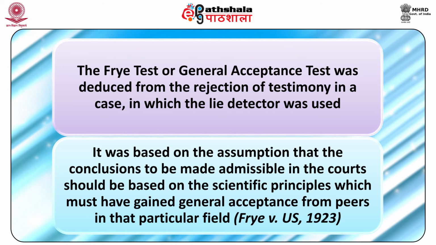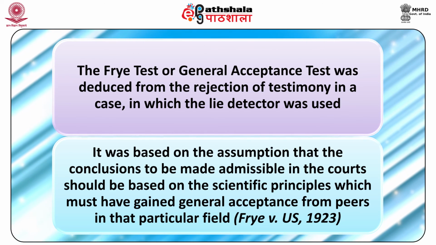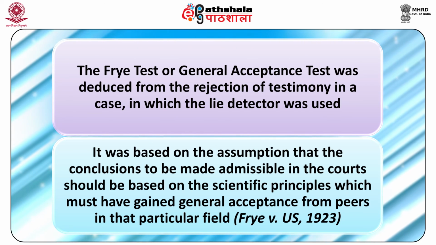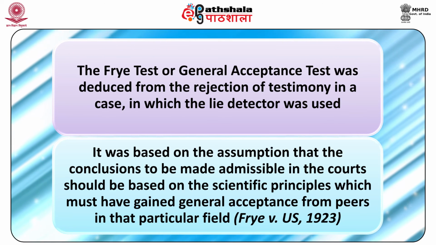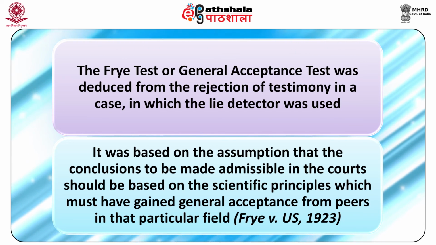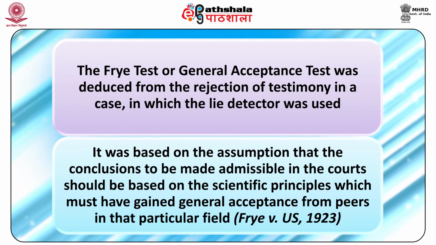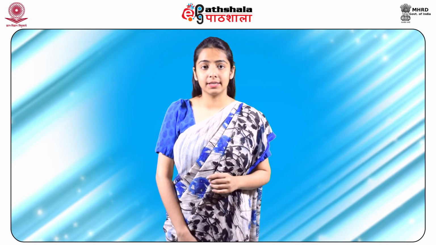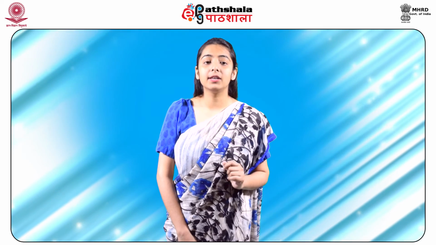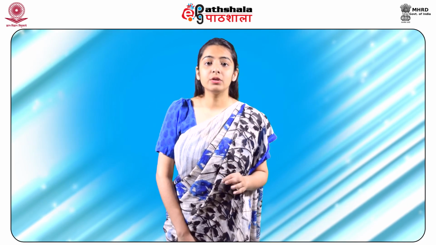The Frye test or general acceptance test was deduced from the rejection of testimony in a case in which the lie detector was used. It was based on the assumption that the conclusions to be made admissible in the courts should be based on scientific principles which must have gained general acceptance from peers in that particular field. The reason for this assumption was to avert the admittance of evidence, and observations deduced from such evidence, based on fallacious and uncorroborated scientific principles.